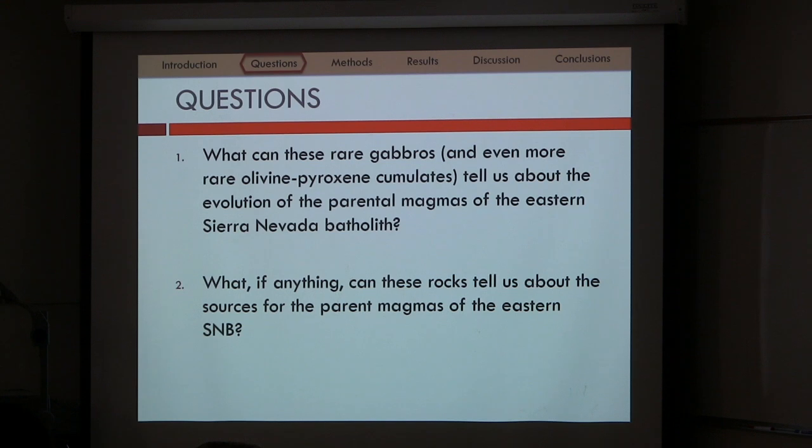Okay, so we want to know now, what can these rare mafic rocks, and these exceptionally rare olivine-pyroxene cumulates, tell us about the differentiation pathways of these magmas of the Eastern Sierra, and maybe about their source.